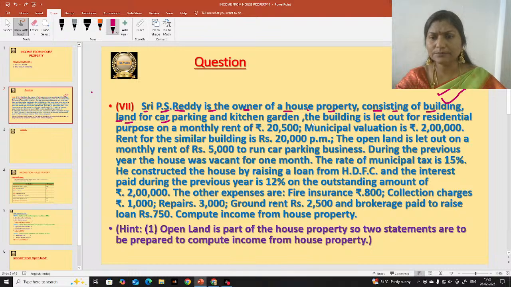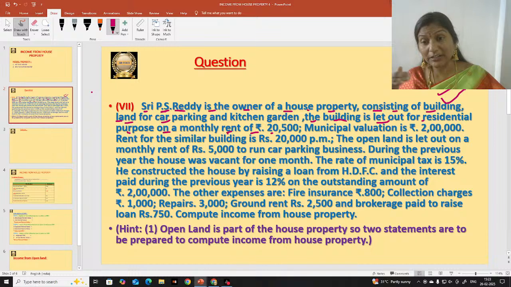The building is let out. So the owner is giving the building on rental basis. He is letting the house for residential purpose. So he is giving the building on rental basis to another person, on a monthly rent of what? What is the monthly rent here? 20,500. So every month he is collecting 20,500 from the tenant, not from the assessee.